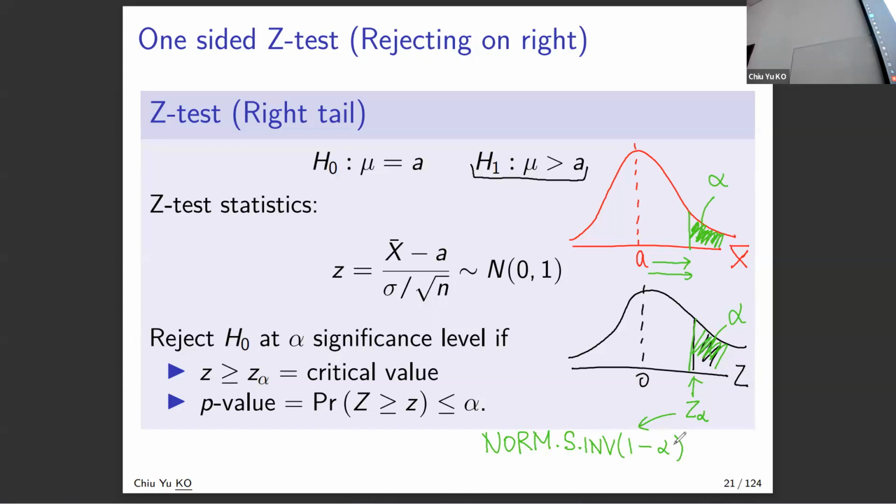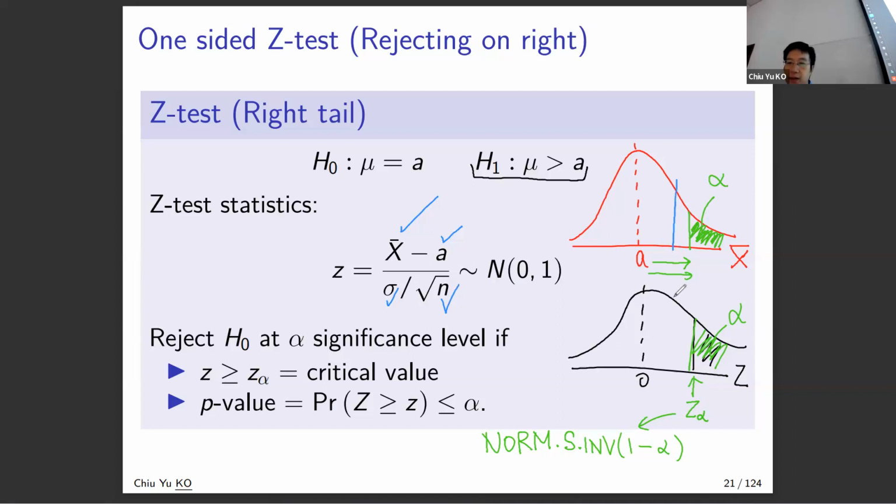In actual practice, what you do is collect the data, come up with X bar minus A, which someone gives you, and we said we know sigma, we have that, and the sample size n you know, and it can be somewhere here.